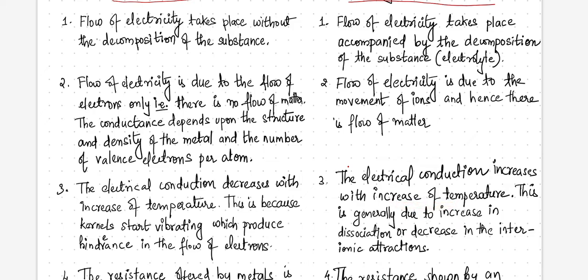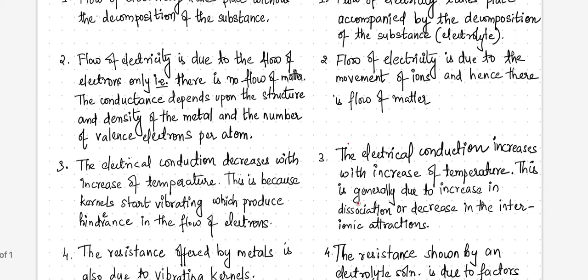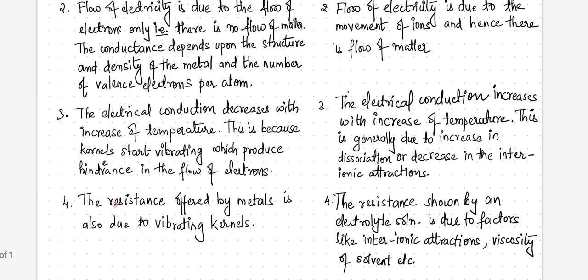Now, finally, the fourth difference: the resistance offered by the metals is also due to vibrating kernels. Whatever vibrations I just talked about are the ones responsible for resistance in metals. However, in electrolytes, the resistance is basically due to the interionic attractions and the viscosity of the solvent. These are some of the main factors responsible for resistance in an electrolyte.